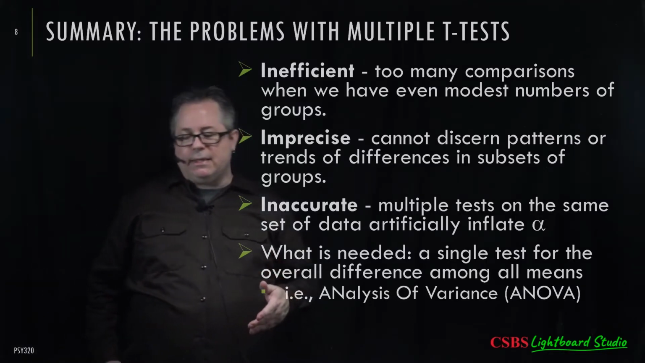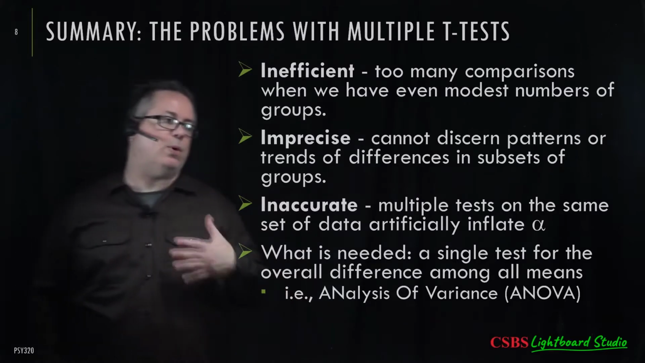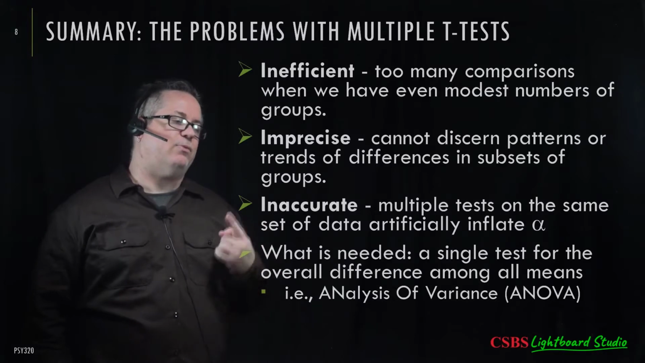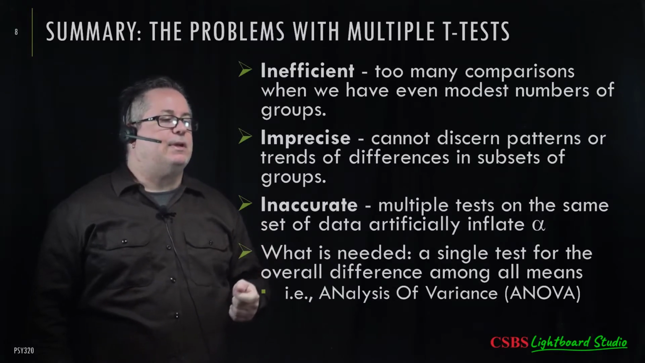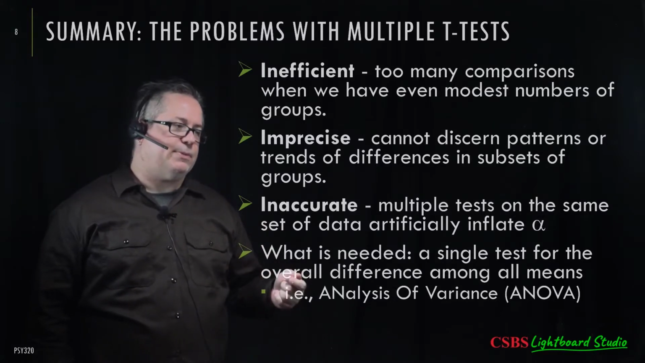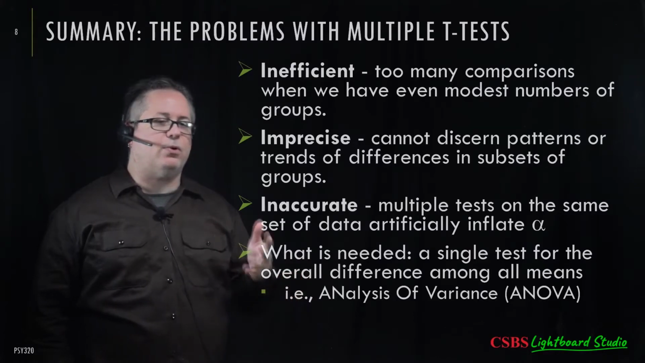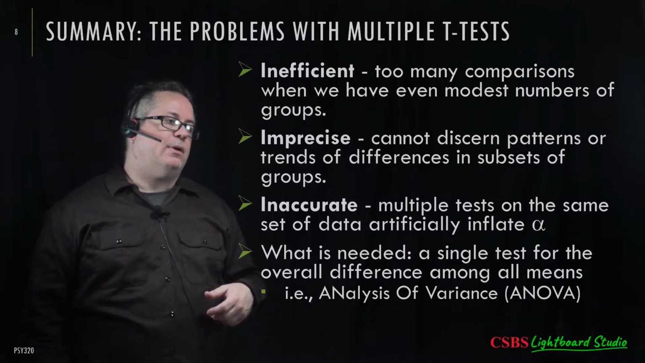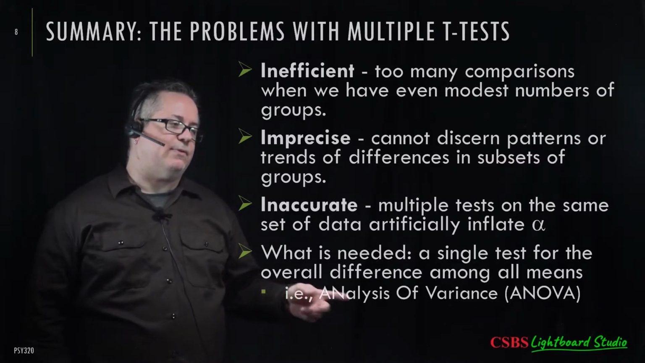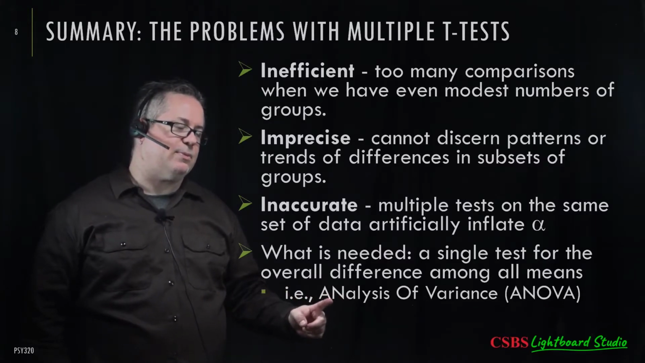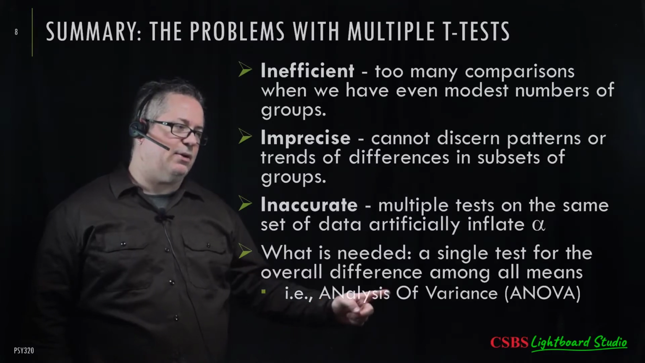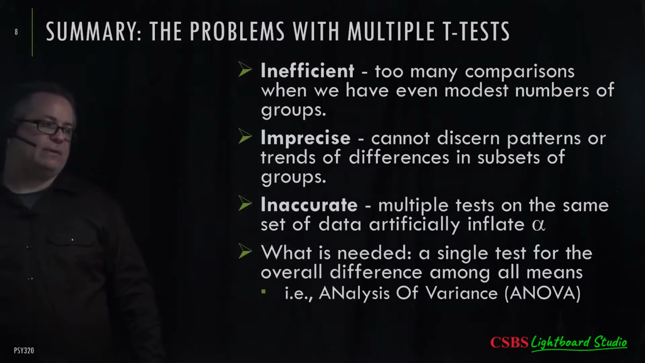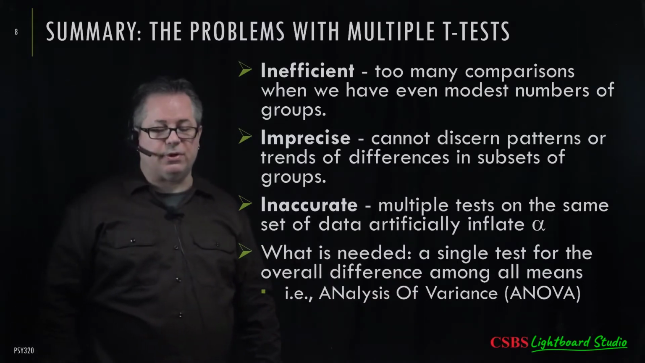So what we need is a single test, so one test with one 0.05, right? Not multiple 0.05s, but one 0.05 that can compare all the groups together all at once and looking for overall differences among their means or between their means. And what we're going to use for that is something called an analysis of variance, which I have in capital letters because the AN, O, and then really VA. It's analysis of variance, which is oftentimes called Anova.